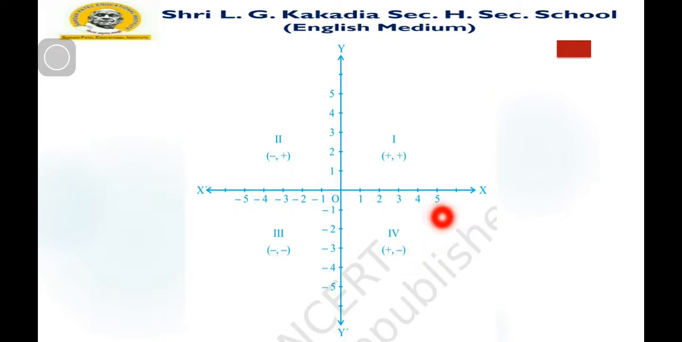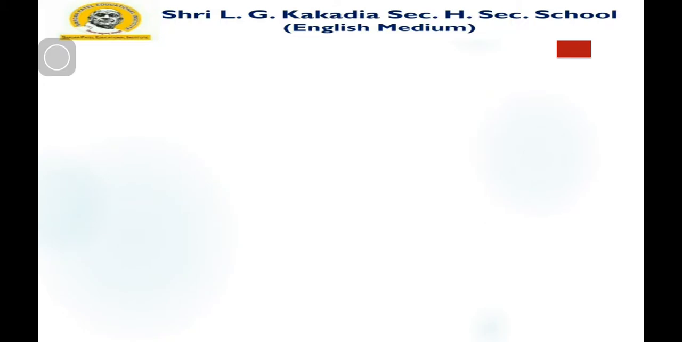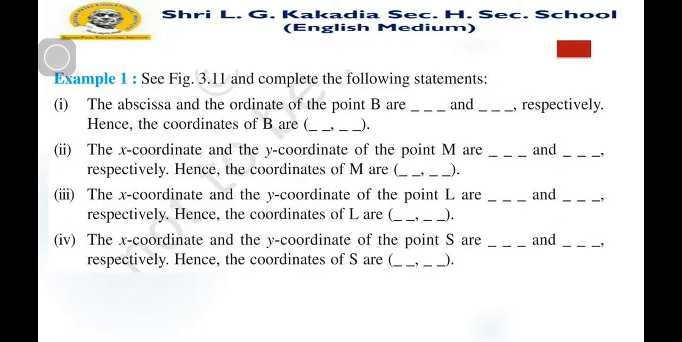So in this way, this number system, used to denote a point on the plane using these coordinates, is known as the Cartesian system. Now let me denote points on this Cartesian plane or Cartesian system. So let me take example number 1. See figure 3.11 and complete the following statement.